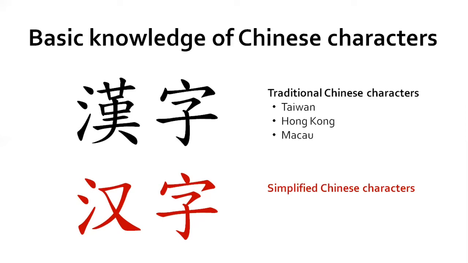Simplified Chinese characters have been promoted for use since the 1950s. They are officially used in China, Malaysia, and Singapore. Simplified character forms were created by reducing the number of strokes and simplifying the form of a sizable proportion of Chinese characters.